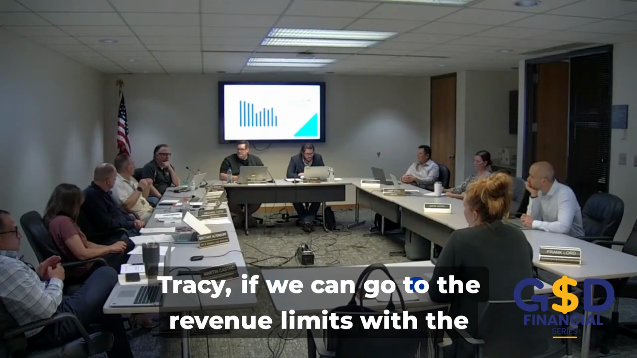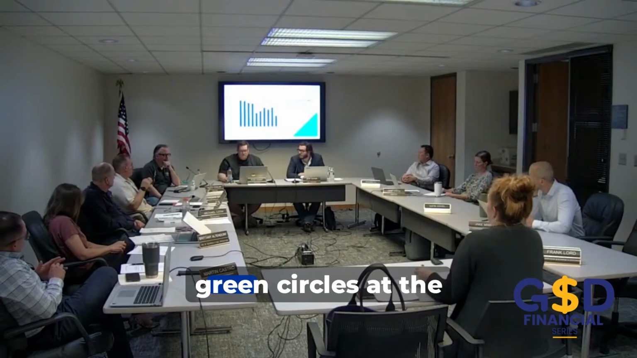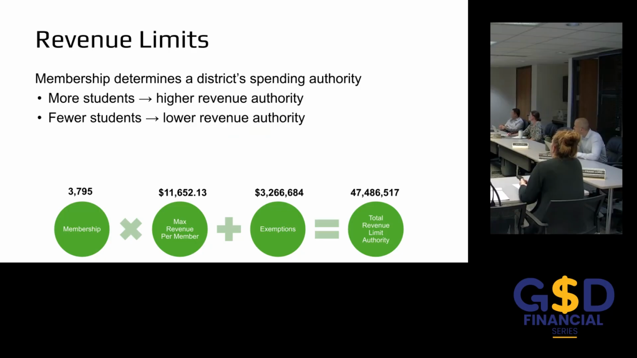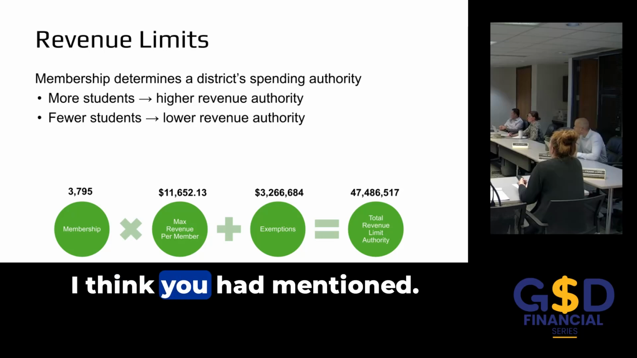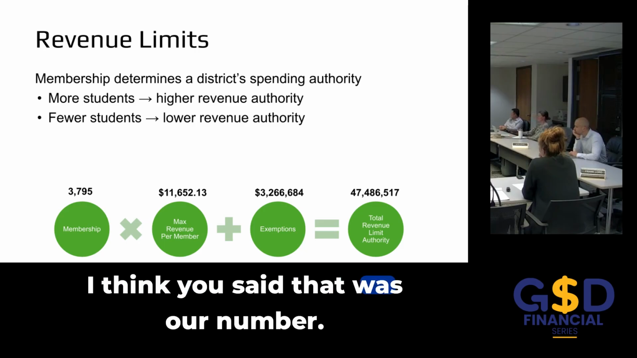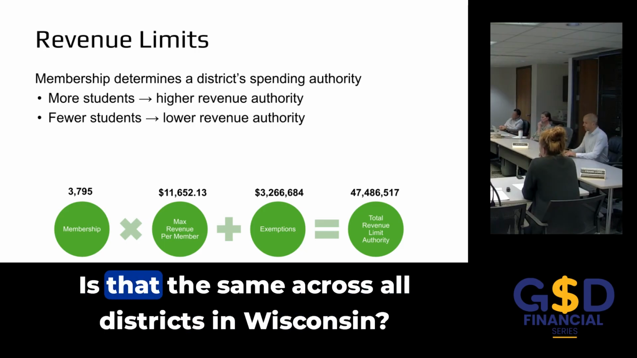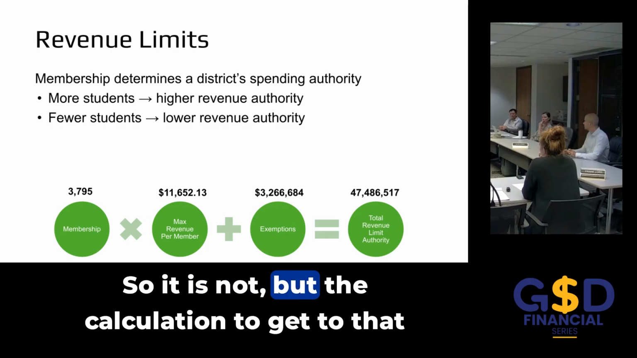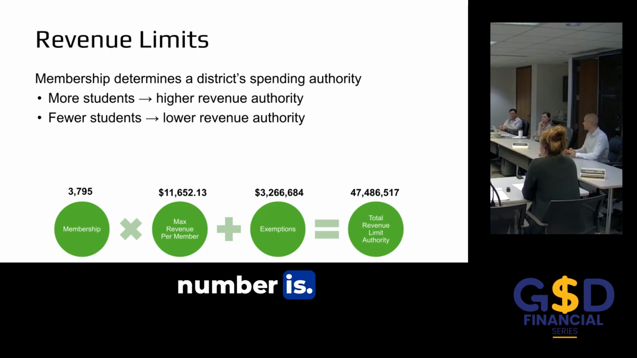Tracy, if we can go to the revenue limits with the green circles at the bottom. I think you mentioned for max revenue per member, 11,652. I think you said that was our number. Is that the same across all districts in Wisconsin? So it is not, but the calculation to get to that number is.